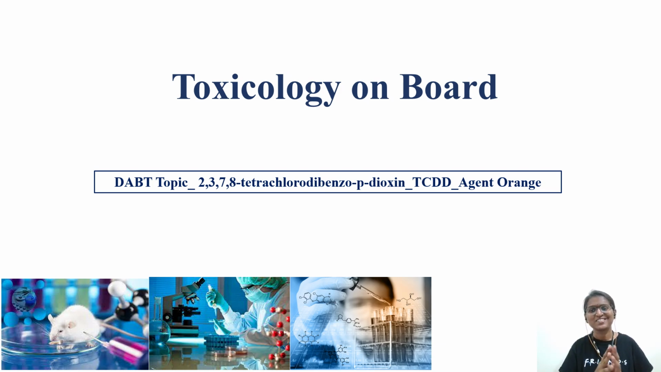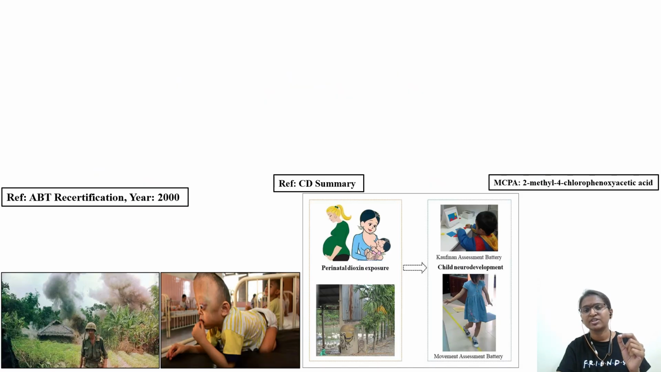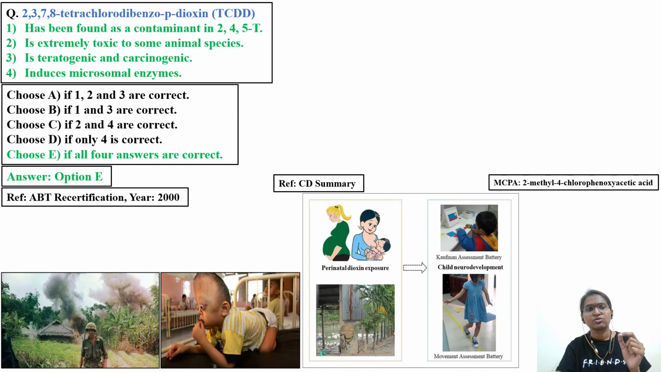Today in this video we'll be discussing another important topic, that is TCDD, also known as Agent Orange or 2,3,7,8-tetrachlorodibenzo-para-dioxin. This question is taken from DABT recertification year 2000. The question is: 2,3,7,8-tetrachlorodibenzo-para-dioxin, that is TCDD, has been found as a contaminant in 2,4,5-T, is extremely toxic to some animal species.